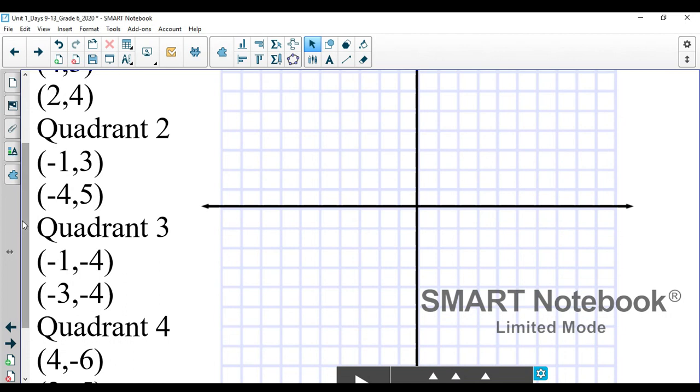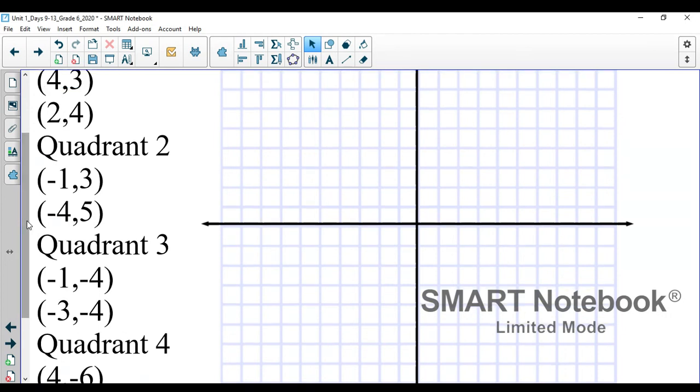the first quadrant, (4, 3) means you go 4 right, 1, 2, 3, 4, and 3 up. (2, 4) means 2 right and 4 up, 1, 2, 3, 4. So all I'm doing is just counting. Quadrant 2, (-1, 3) means 1 left and then 1, 2, 3 up. So that point is going to be right there, and what you can do is just erase your jumps as you make them.